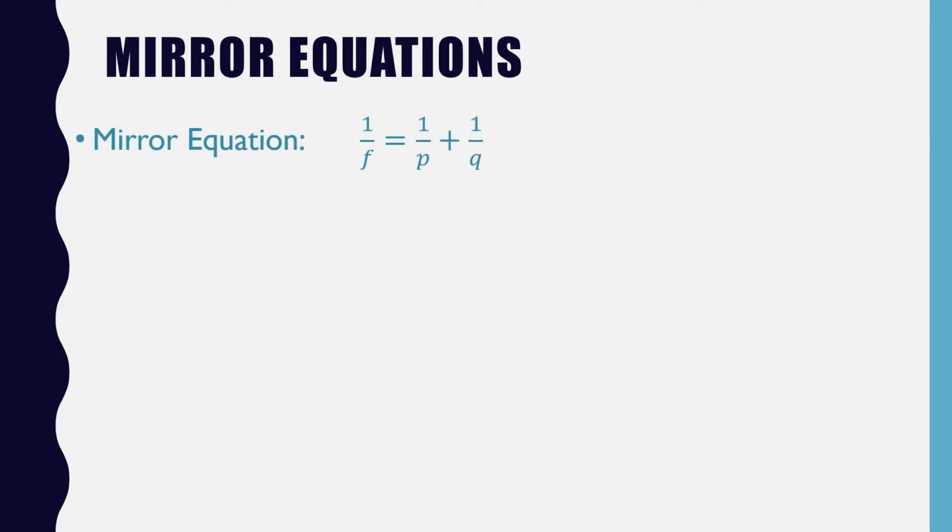Our first equation that we'll use rather frequently is often called the mirror equation. It tells us that 1 divided by the focal length is equal to 1 over the object distance plus 1 over the image distance.